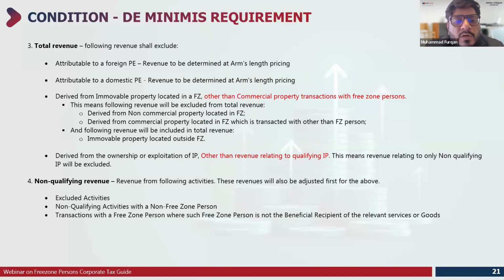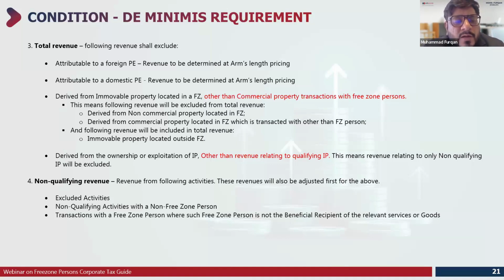Then coming to our fourth point, about intellectual property: revenue derived from the ownership or exploitation of intellectual property, other than the revenue relating to qualifying IP. This means revenue relating to only non-qualifying IP will be excluded.